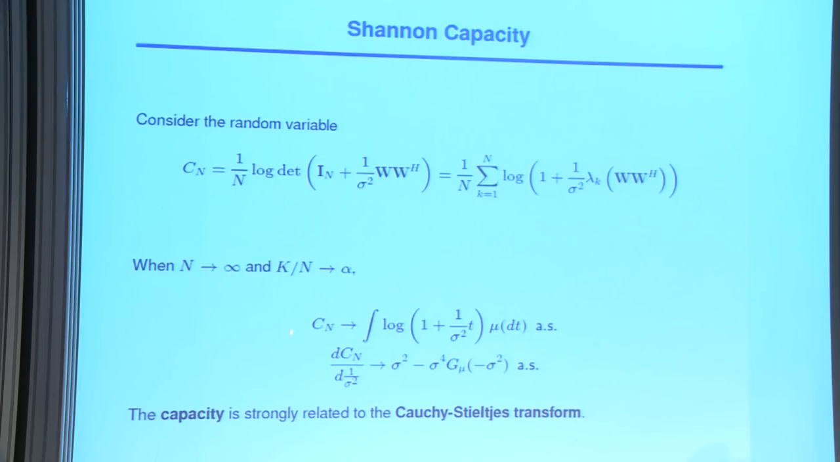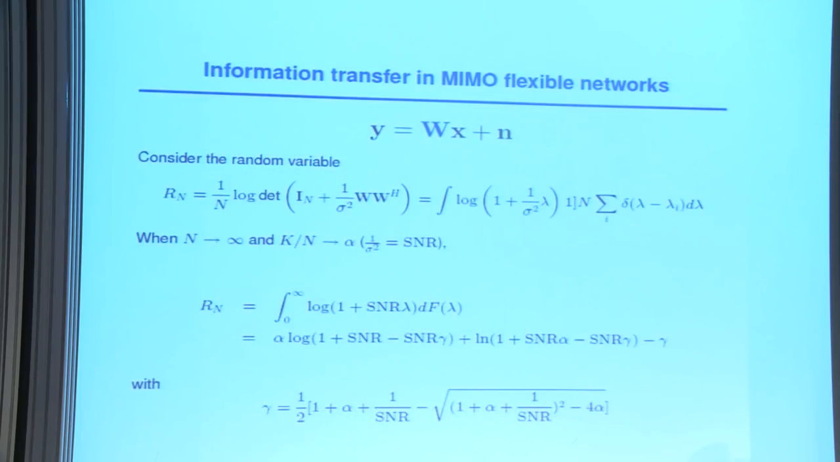Now, what's exciting about this formula is that if you differentiate the capacity with respect to 1 over sigma square, it ends up that the derivative of the rate is highly related to a mathematical concept called the Cauchy-Stieltjes transform. What I'm saying here is that the derivative of the rate in a MIMO system, in communication, is a mathematical concept called the Cauchy-Stieltjes transform. So deriving the Cauchy-Stieltjes transform of many, many MIMO systems is of big interest because of this huge link between the two.